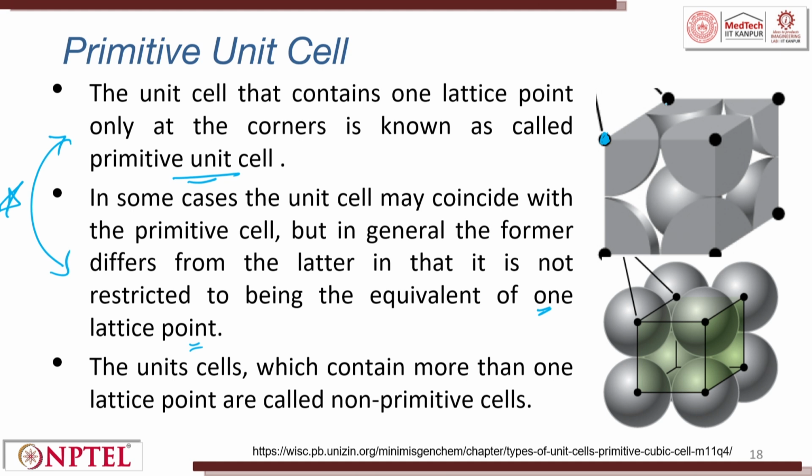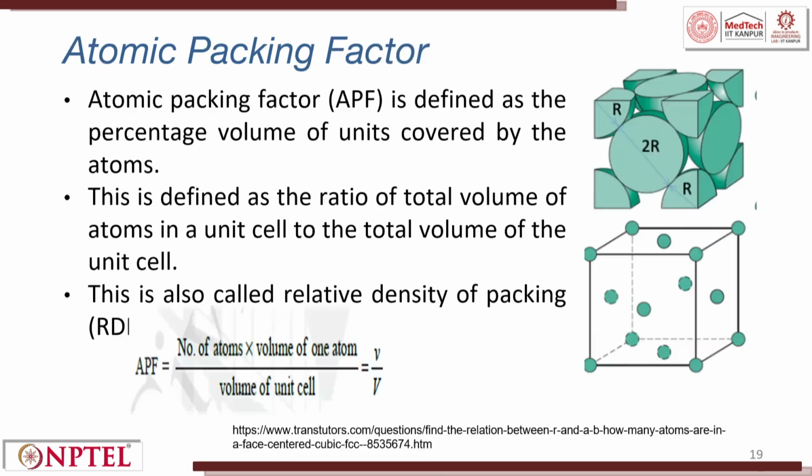So, you can see here in this diagram, right. The unit cell which contains more than one lattice point is called a non-primitive cell. So, primitive cell and non-primitive cells. Now comes the question of how these atoms are getting packed inside a unit cell. What is a unit cell? It is a building block.